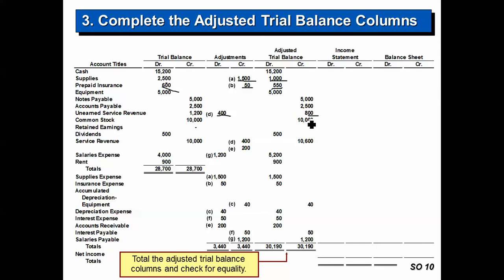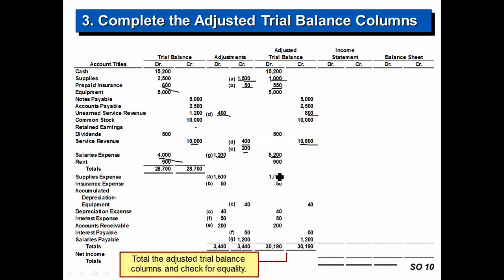Common stock, no adjustments. Retained earnings, nothing. Dividends, nothing. Look at service revenue now. We have a credit of 10,000 here, and we have two credits over here. We add them together and we carry the 10,600 over in the credit side of the adjusted trial balance. Salaries expense was 4,000, debit in the trial balance. There's another debit of 1,200 against it in the adjustments. We carry 5,200 in the debit column of the adjusted trial balance.